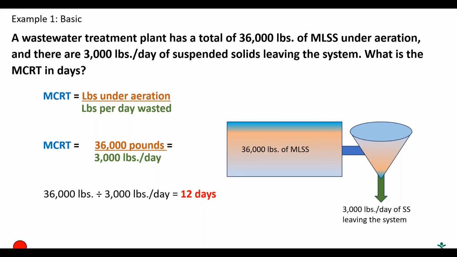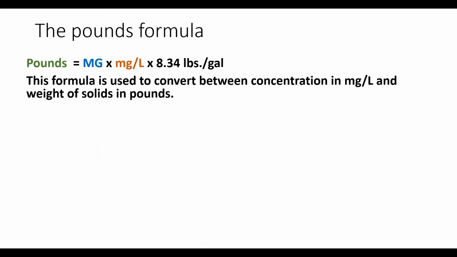Now, we're going to need to use the pounds formula normally to actually arrive at the number of pounds that are under aeration and the number of pounds that are leaving the system. So let's look at the pounds formula real quick. Pounds equals million gallons times milligrams per liter times 8.34 pounds per gallon. This is the formula that we use to convert between the concentration of solids in milligrams per liter, which is the same as parts per million, and the weight of solids in pounds. So it's equally useful to have the concentration and the weight in pounds when we're doing this waste activated sludge math.